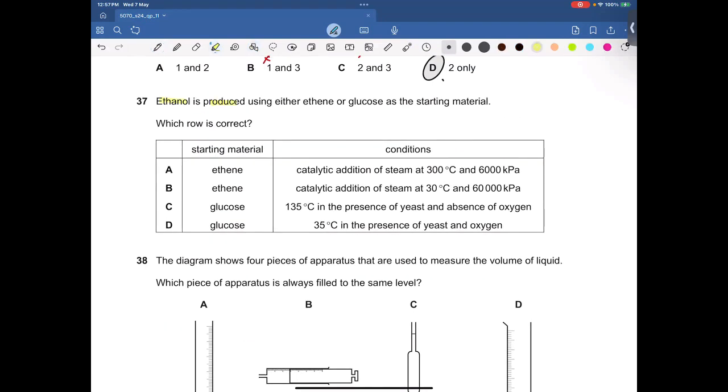Ethanol is produced using either ethene or glucose as the starting material. If ethene is the starting material, so catalytic addition यानी reaction का नाम होगा catalytic addition, which is true because all alkenes undergo addition reaction. Steam is the reagent. Temperature used is 360, atmospheric pressure, which is 60 kilopascal. So that's true. Right answer is A.